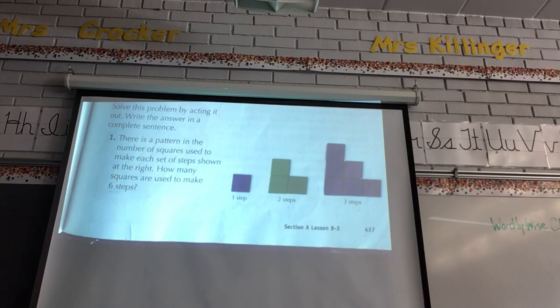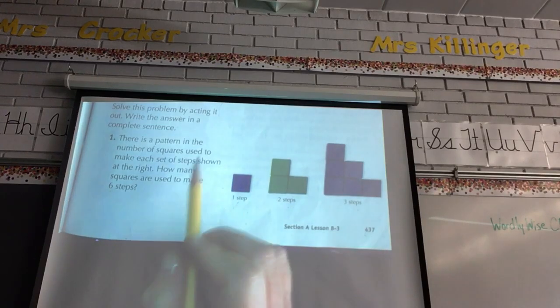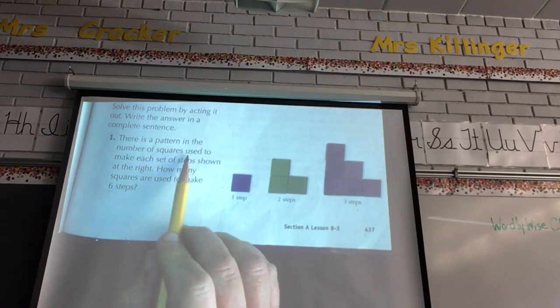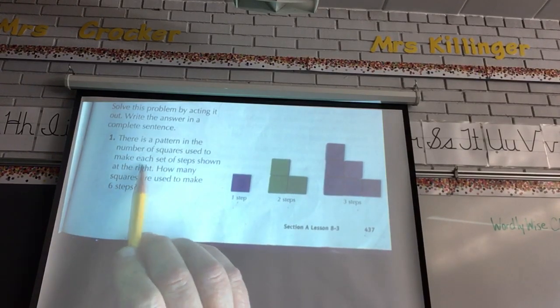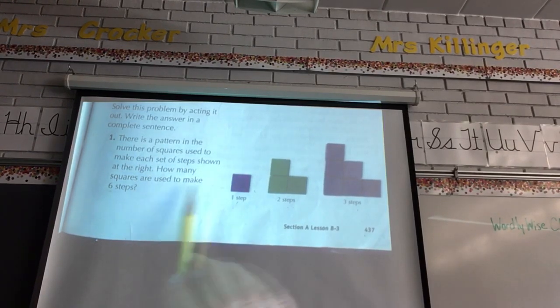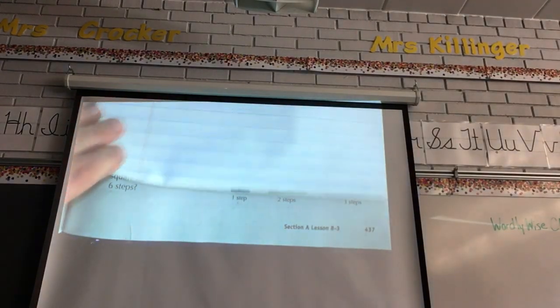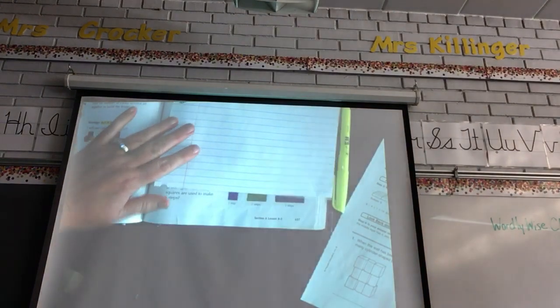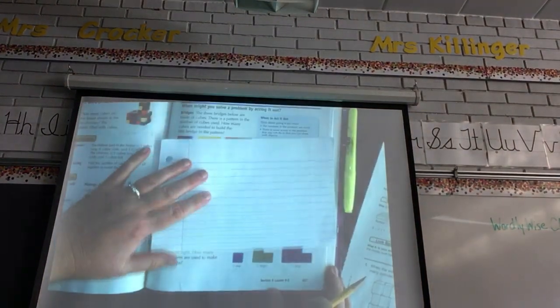All right, here we go. There's a pattern in the number of squares used to make each set of steps shown to the right. How many squares are used to make 6 steps? So what we're going to do is take what we know and figure out what we're not sure of or what we don't know. So, on your sheet of notebook paper, here we go. I folded mine in half. You don't have to. It's just to give me some more room.